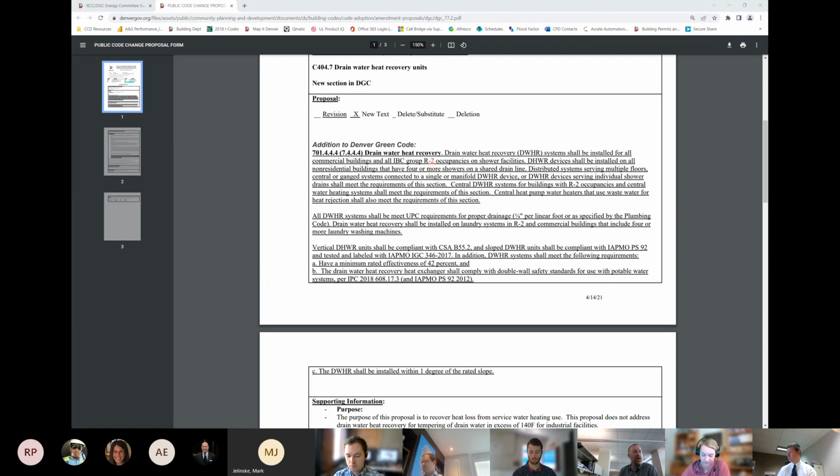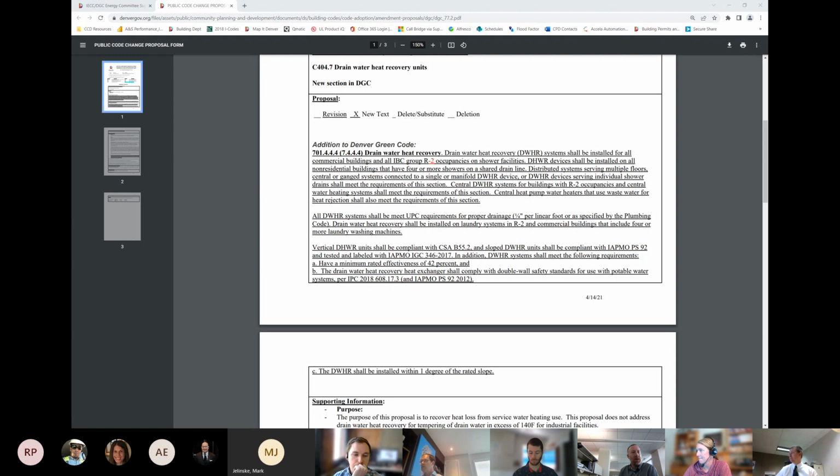Then moving on, it starts trying to talk about the different systems that would be allowed. So distributed systems on multiple floors, gang systems connected to a single or manifold heat recovery device. Individual shower drains can be provided with a heat recovery. Central systems for buildings with R2 occupancies and central water heating shall meet this section. So it seems to clarify central systems only for R2 occupancies. Would the other non-residential applications be okay with a central water heating system to meet the requirements of this section?